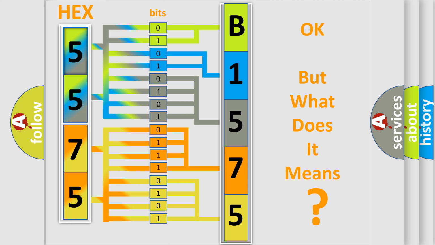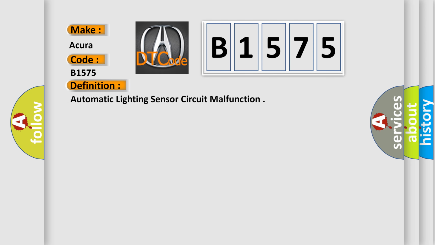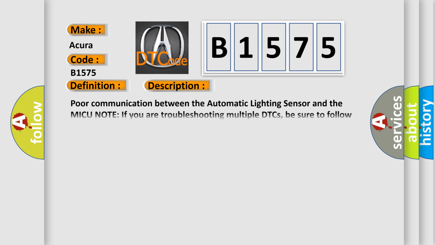The number itself does not make sense to us if we cannot assign information to what it actually expresses. So, what does the Diagnostic Trouble Code B1575 interpret specifically for Acura car manufacturers? The basic definition is automatic lighting sensor circuit malfunction. And now this is a short description of this DTC code. Poor communication between the automatic lighting sensor and the MICU node.